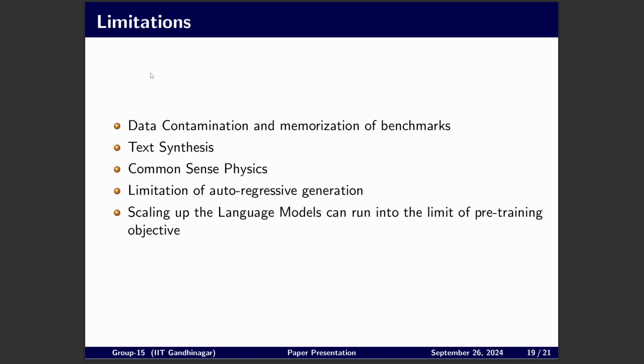Text synthesis: in some cases the models kept on generating similar sentences or phrases in the same article, so this was another challenge that was faced. Common sense physics: the GPT-3 model was not able to really do well on common sense physics questions, which require understanding the physical world around us.